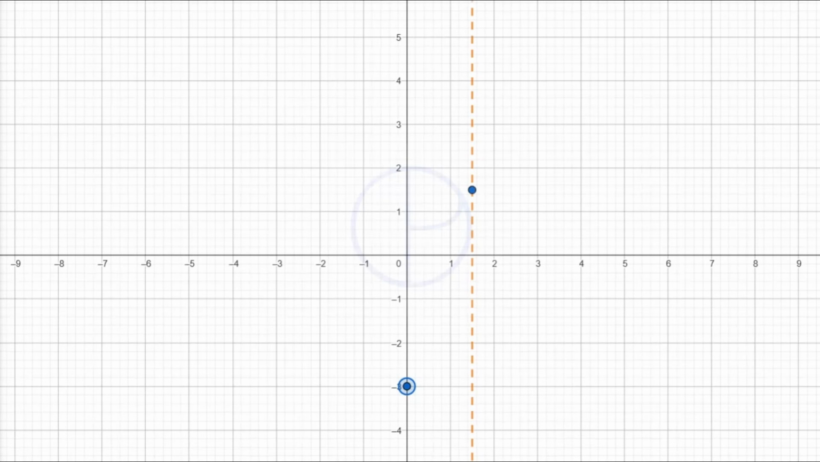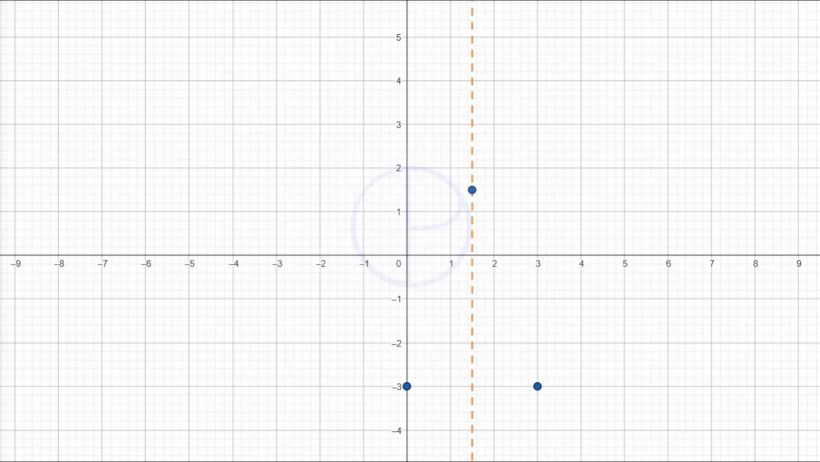Let's add one more point so that we can draw a perfect graph. The distance between the axis of symmetry and the y-intercept is 1.5. Towards the left side of the axis of symmetry, let's mark 1.5 units away from the line of symmetry towards the right side, because the axis of symmetry divides the parabola into two equal halves. So let's mark a point at (3, negative 3).